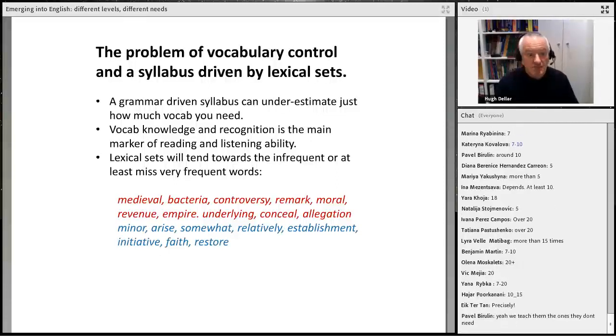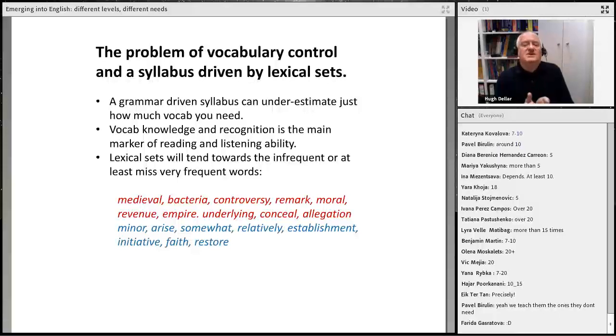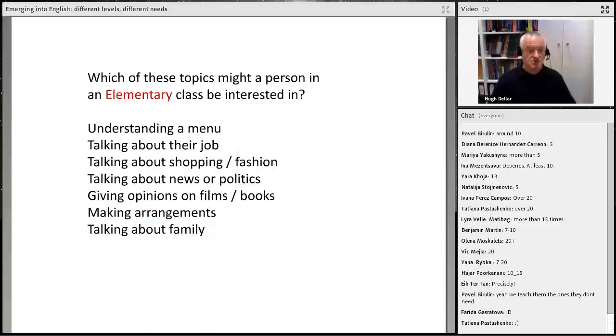The next list: minor, arise, somewhat, relatively, establishment, initiative, faith, restore. These are among the 2,000 most frequent words in the language. But again, because they don't fit into any kind of lexical set, we underteach the most frequent language, which is the language that students are going to meet. And instead, we teach blonde, curly, wavy, dyed, because these fit into nice, tidy little lexical sets, despite the fact they're going to be far less frequently needed by students.